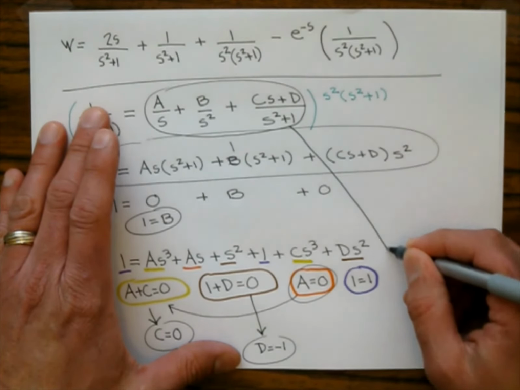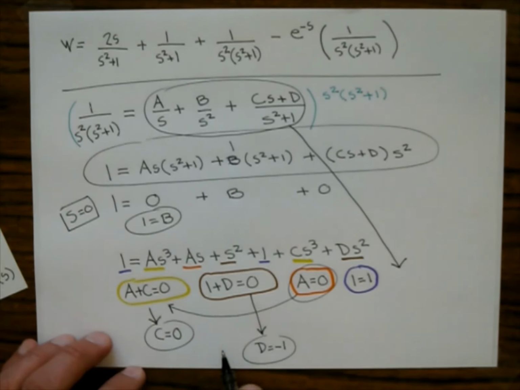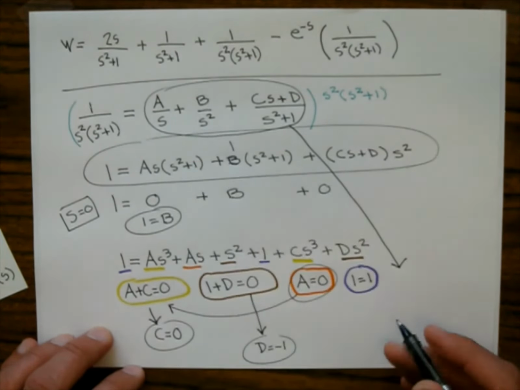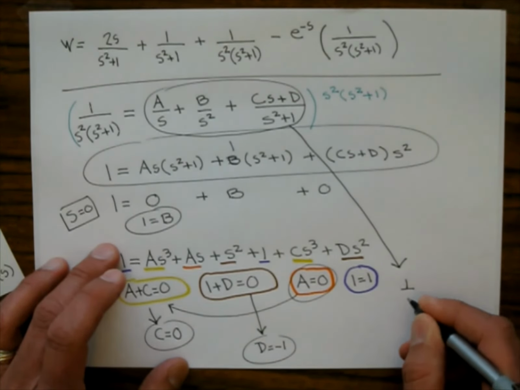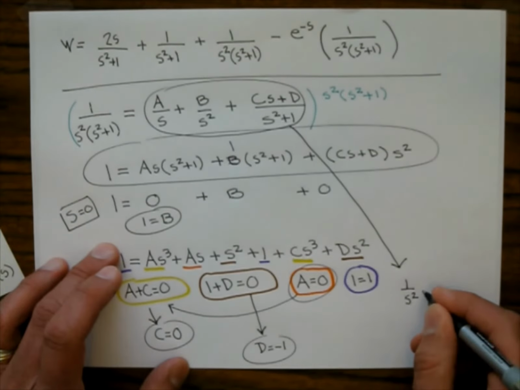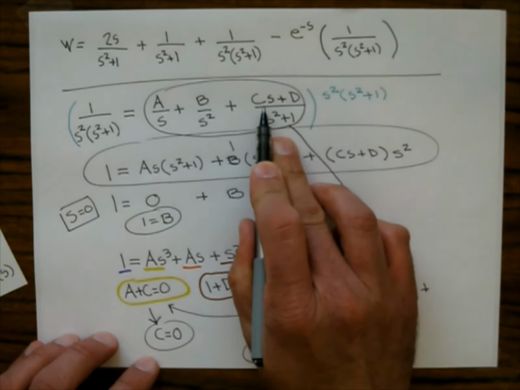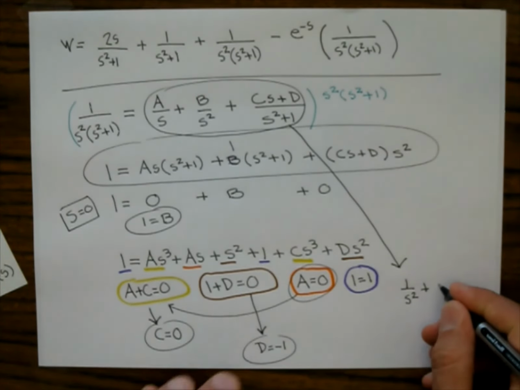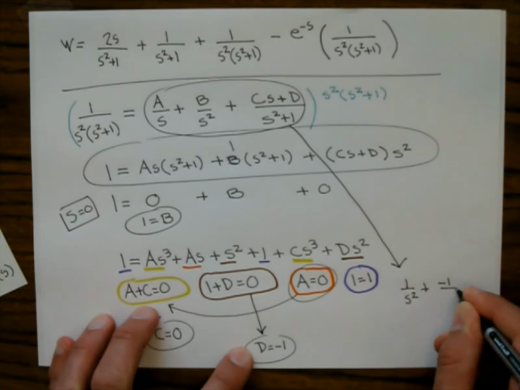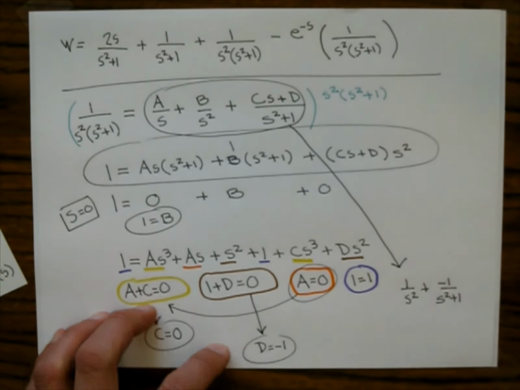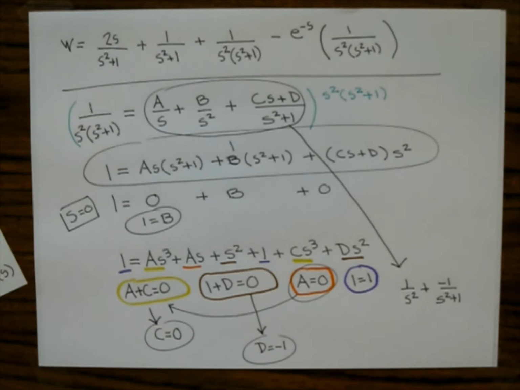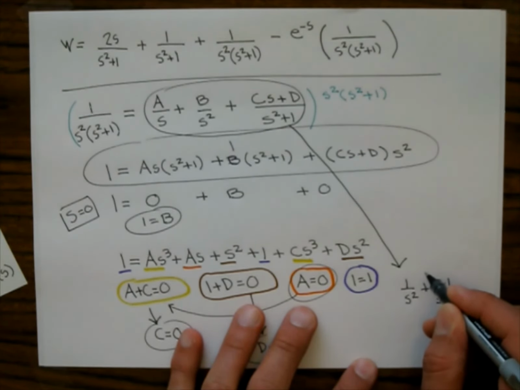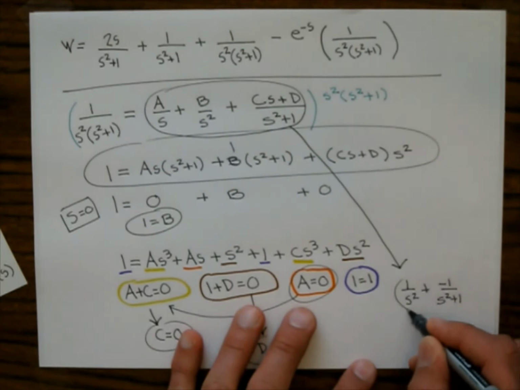So our partial fraction decomposition, this part right here, can be rewritten. A is 0, so A over s is gone, and you'll have B over s squared, so this is 1 over s squared plus C is 0 and D is -1, so I'll just write it like this, -1 on the top and s squared plus 1 on the bottom. Wow. Okay, so that is the result that we got for doing partial fraction decomposition. So we have that right there.